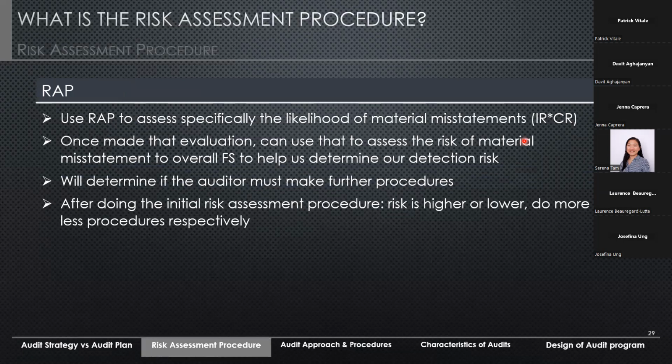So the risk assessment procedure. Use RAP to assess specifically the likelihood of material misstatement, inherent risk, and control risk. Okay, so when we're looking at, let's say, an account, what's inherent risk, what's control risk. Once we've made that evaluation, you can use that assessed risk of material misstatement to the overall financial statement to help us determine our detection risk. Let's say that the risk of material misstatement is high. You do more procedures by lowering detection risk.